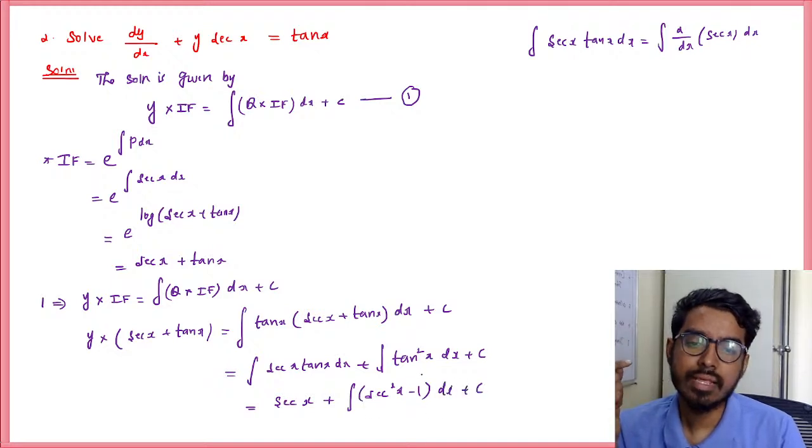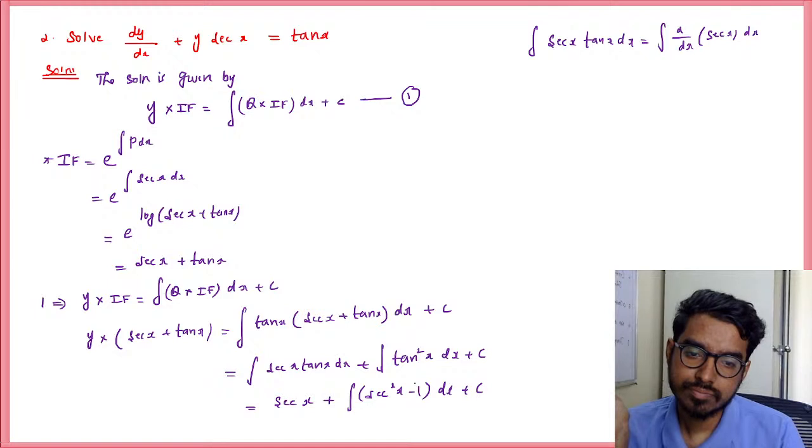Because secant square x minus tan square x is 1. So therefore tan square x will be secant square x minus 1. Very basic identities, I'm just replacing here. Tan square x is secant square x minus 1, right? So you know this identity, right? So therefore tan square x can be written as secant square x minus 1.